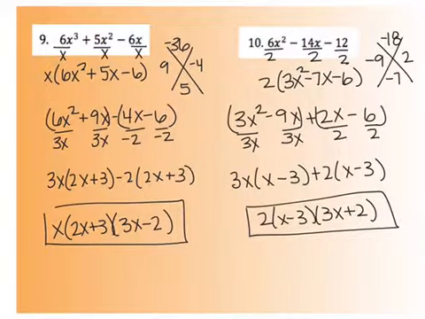So for the first example here, I got x times 2x plus 3 times 3x minus 2. Don't forget that you have to make sure that your little sister comes home with you. Same thing for number 10.